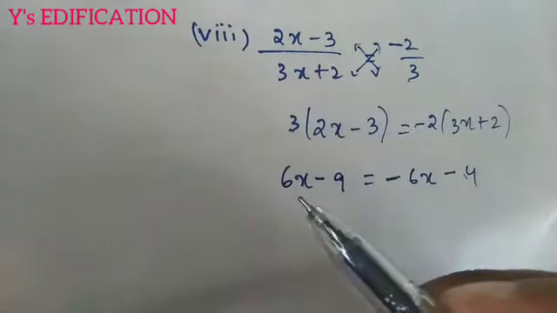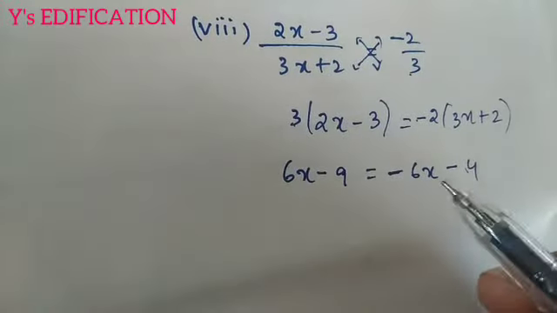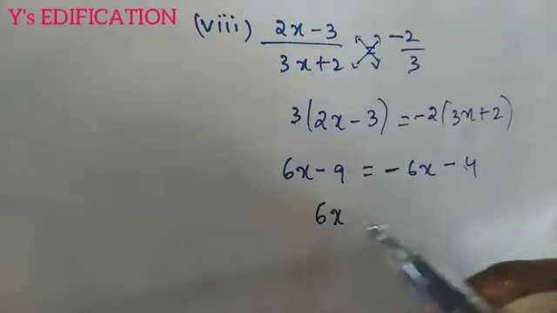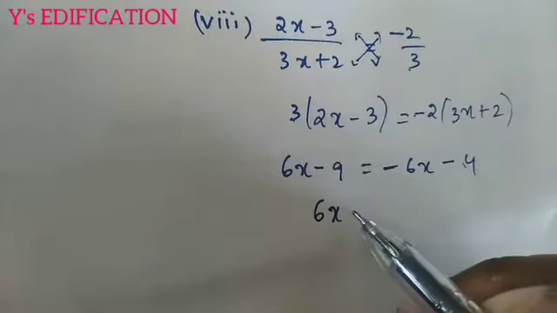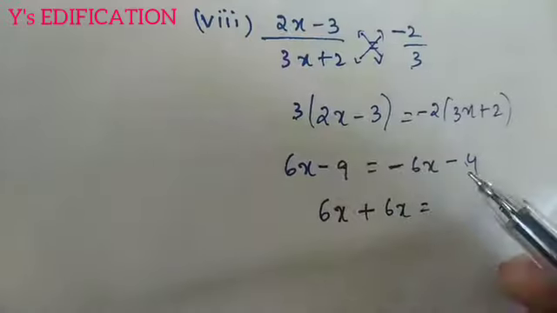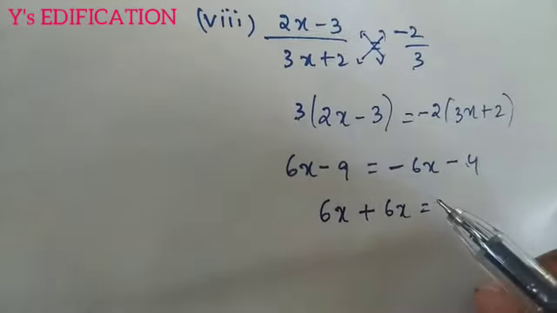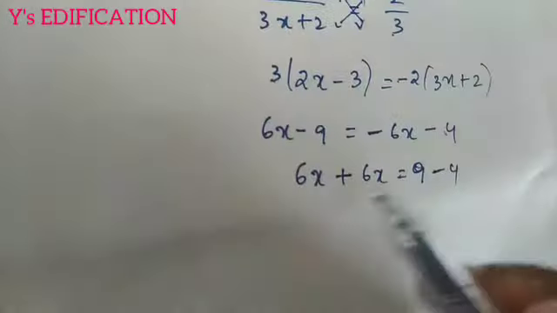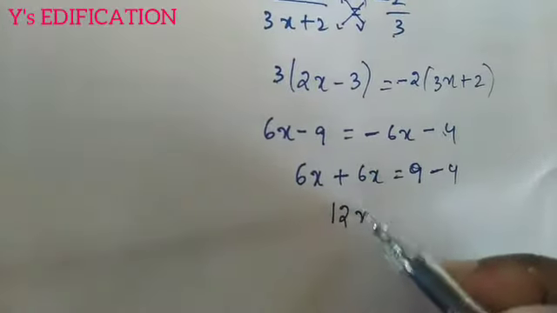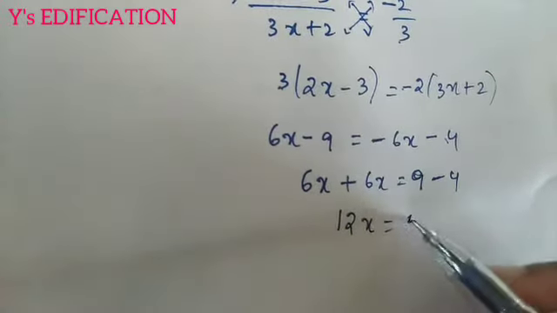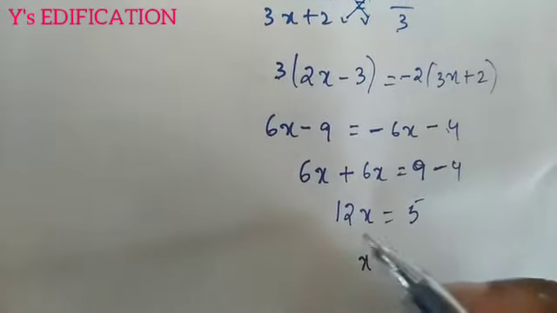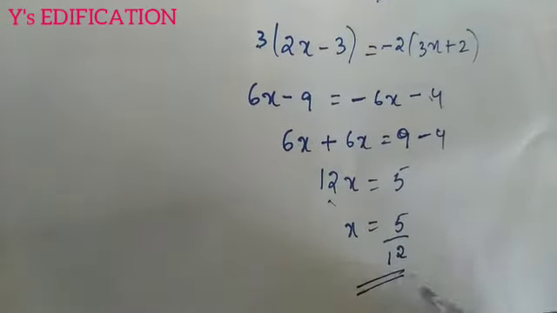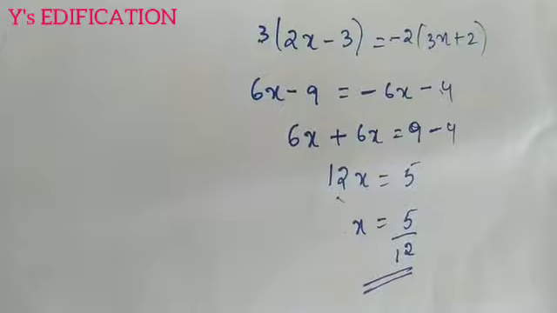Okay. Now we have 6x minus 9 is equal to minus 6x minus 4. Now we have to write all the variables on one side and the numbers on the other side. So 6x, when I transpose this number, it will become plus 6x is equal to, when I transpose this number, it will become plus 9 minus 4. Okay. So 6x plus 6x is 12x is equal to, what is 9 minus 4? It is 5. So we want x value. Transpose this 12 to the RHS side. It will become 5 by 12. So what is the answer? X is equal to 5 by 12.